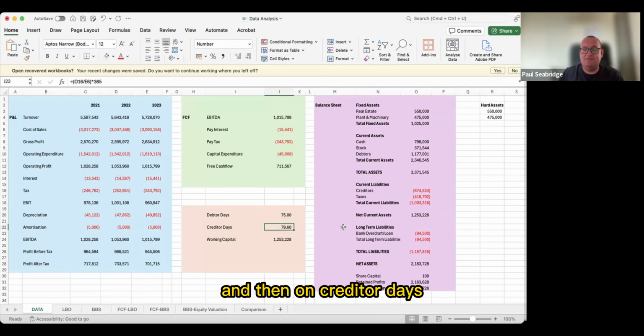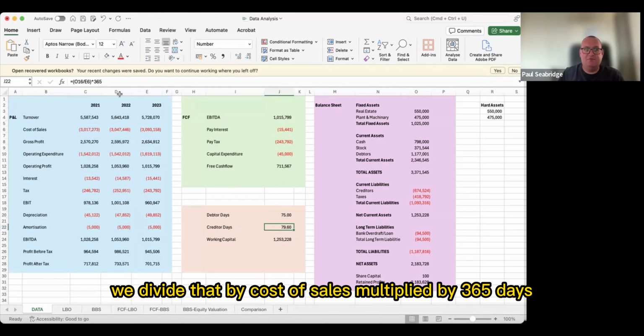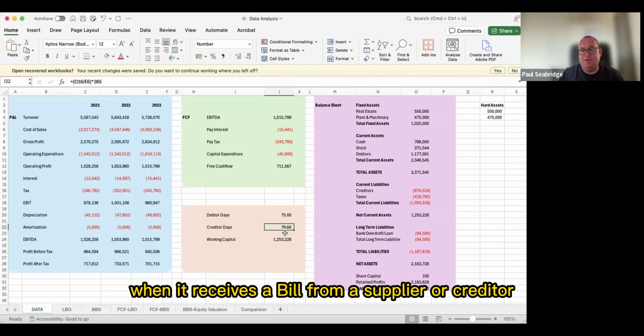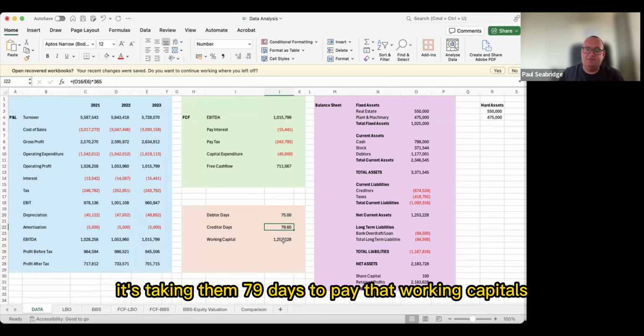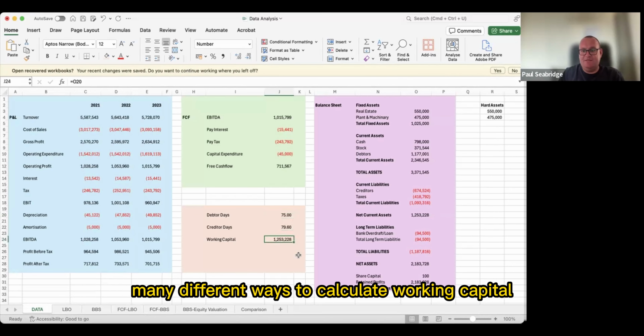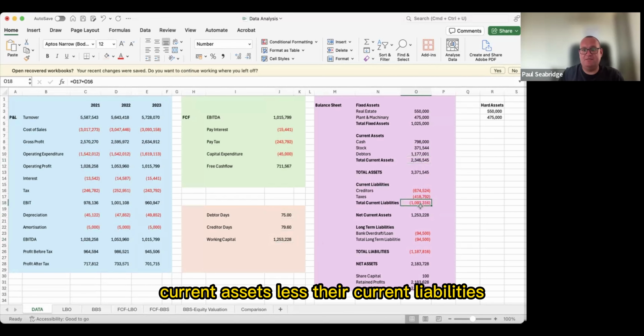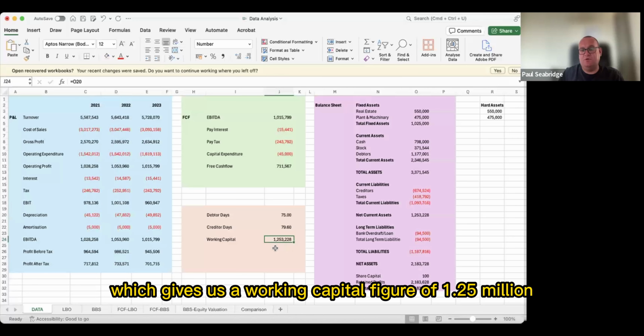And then on creditor days, we take creditors, divide that by cost of sales, multiplied by 365 days. That gives us an average of 79 creditor days. So effectively, when this company receives a bill from a supplier or a creditor, it's taking 79 days to pay that. Working capital, there's many different ways to calculate it, but a very crude way would be to take their current assets less their current liabilities, which gives us a working capital figure of 1.25 million.